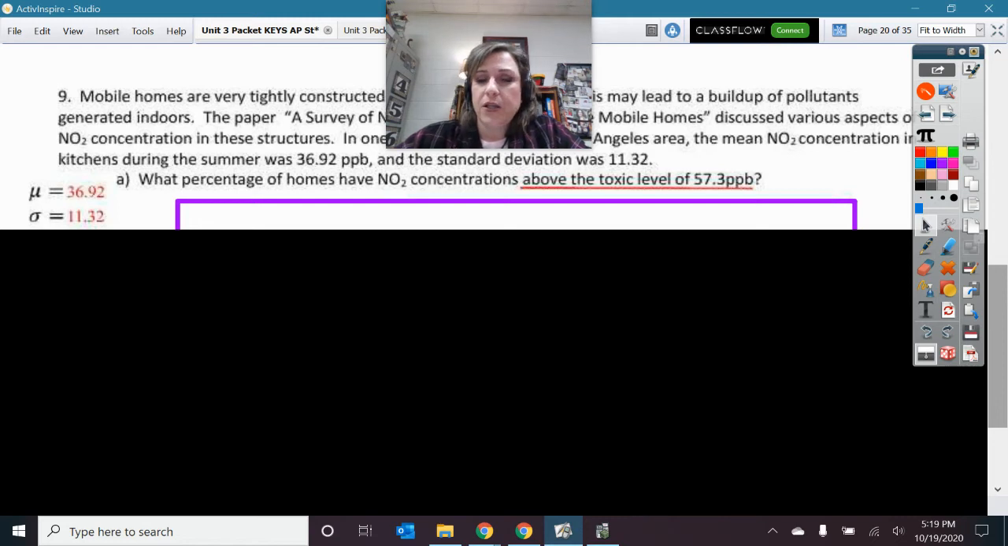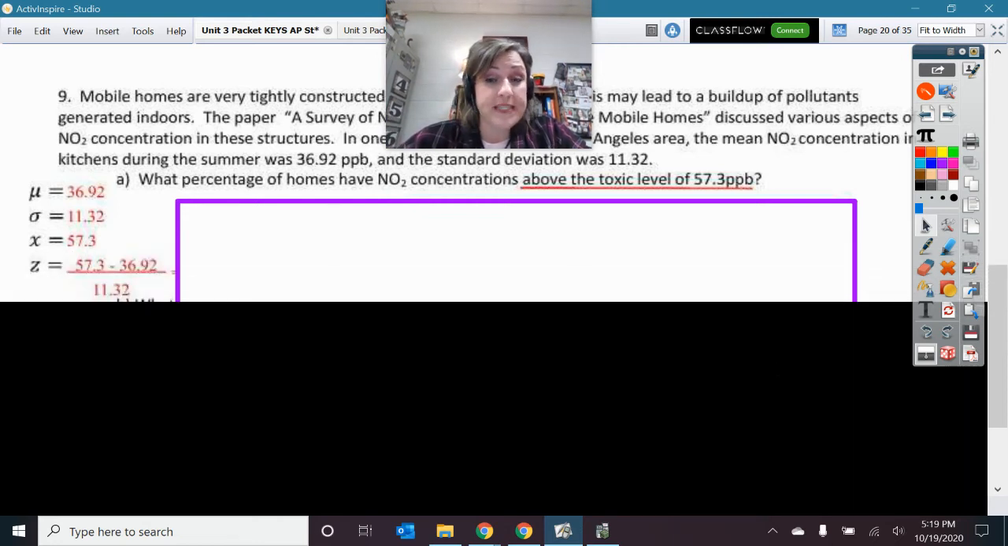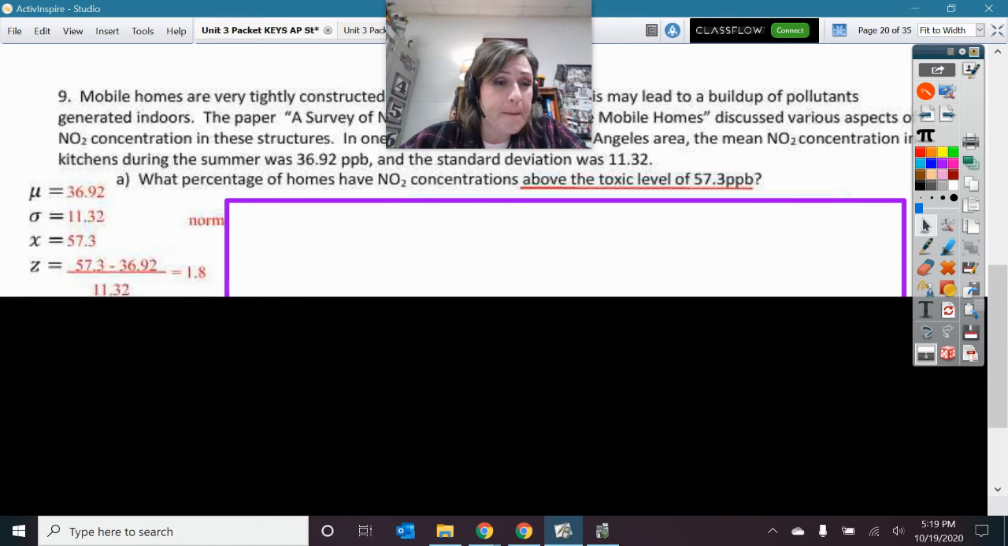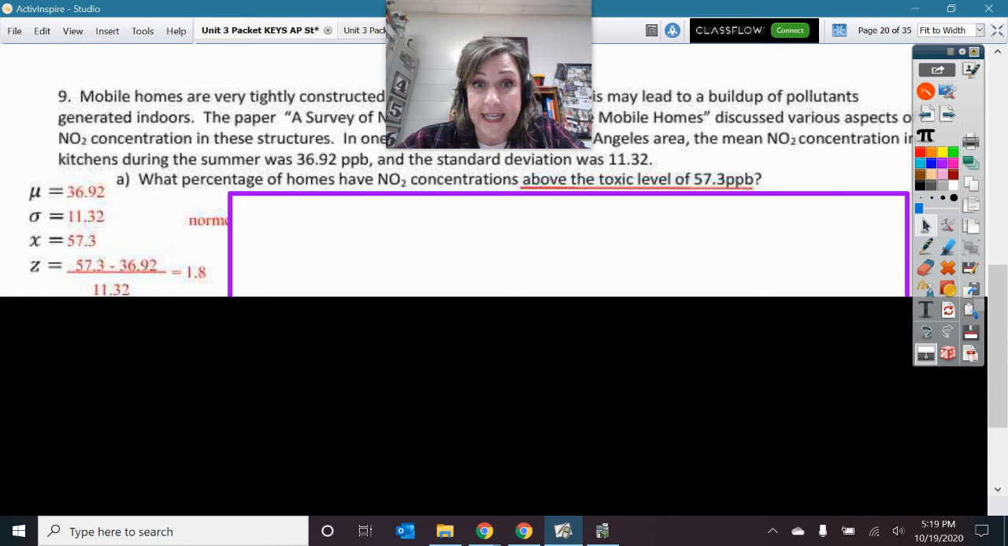Time's up. You worked the problem. Let's go back and see how you did. Okay, so I want above this value here. So my X value is the context of 57.3. Next, I can see I have these three things. With those three things, I can find my z-score. So there's my z-score, X minus the mean over the standard deviation. So my z-score is 1.8. All right, so 1.8 standard deviations above the mean.